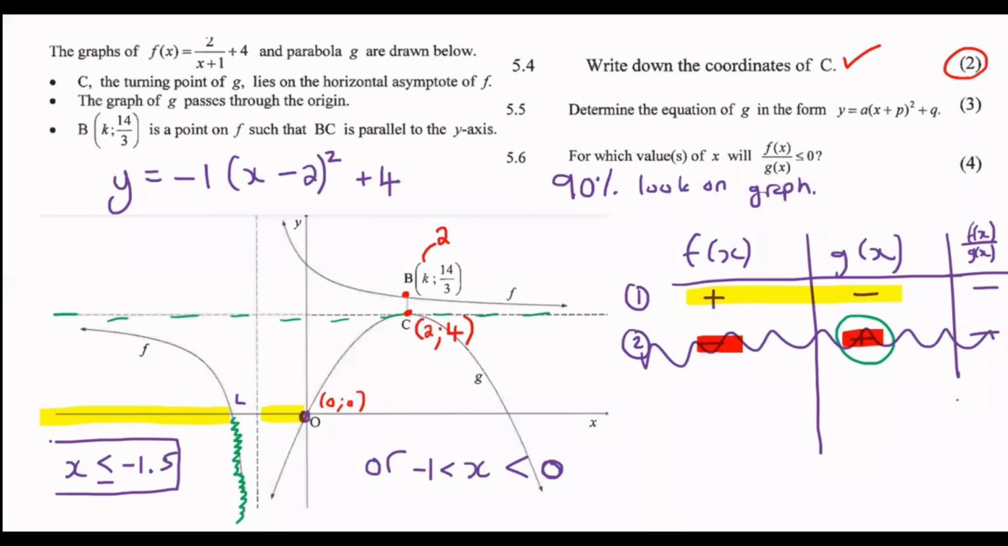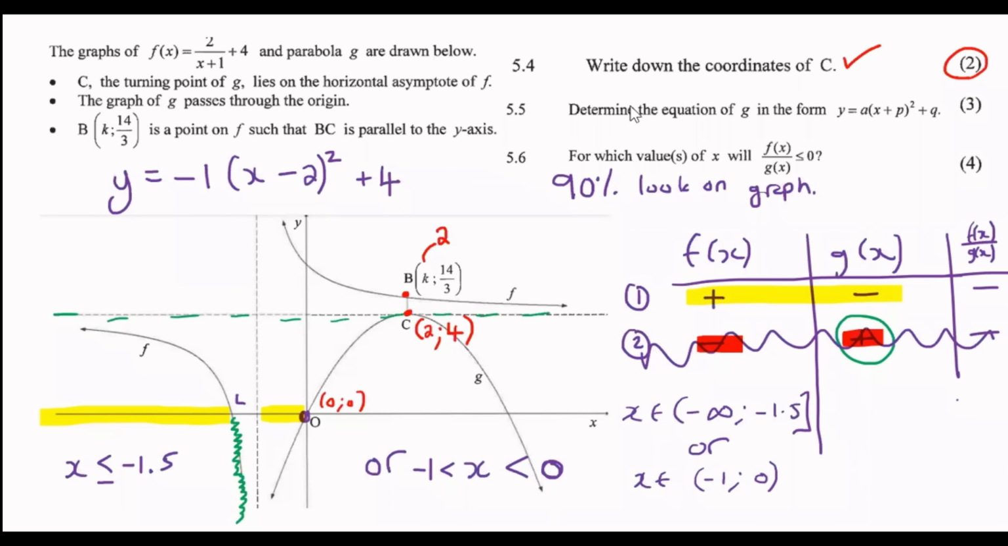x must be smaller than or equal to negative 1.5, or x must be between -1 and 0. For those of you that prefer to use interval notation, your answer would look like this. x is an element going from negative infinity up to negative 1.5, or x is an element going from negative 1 up to 0. Okay.